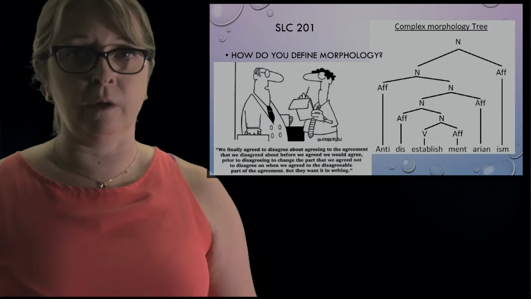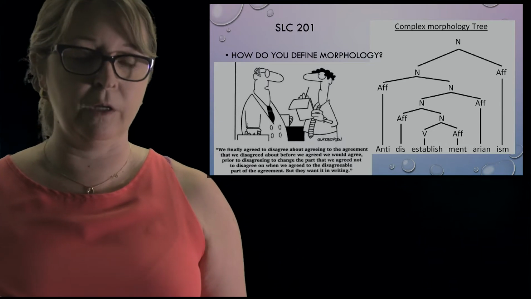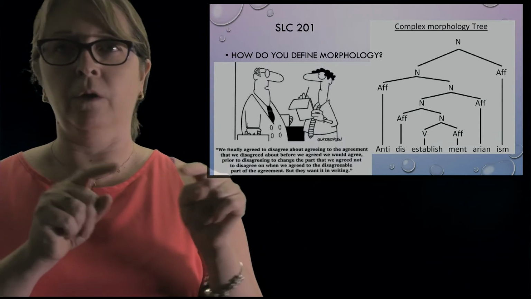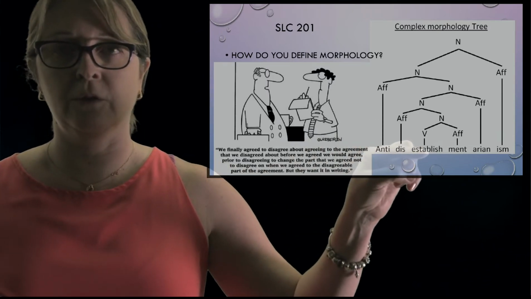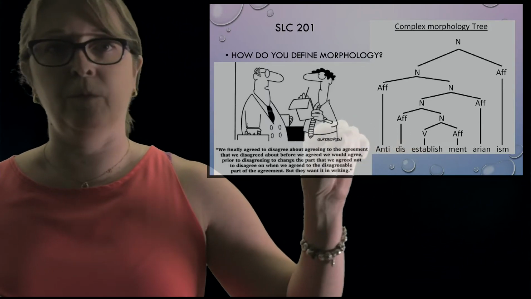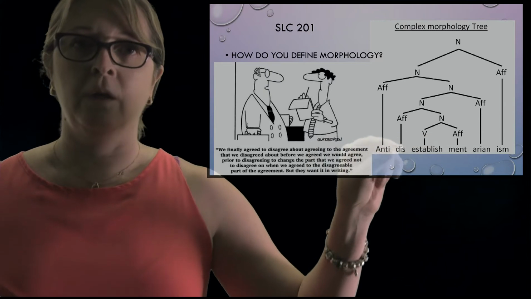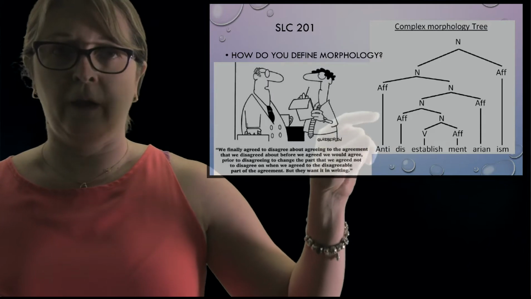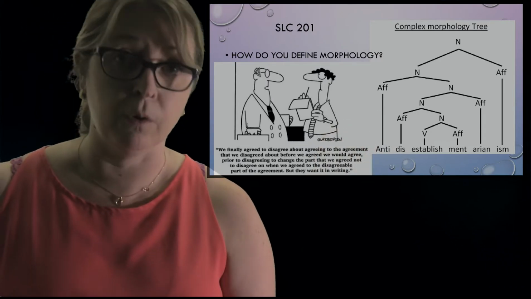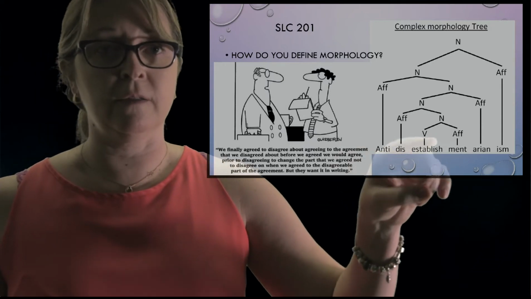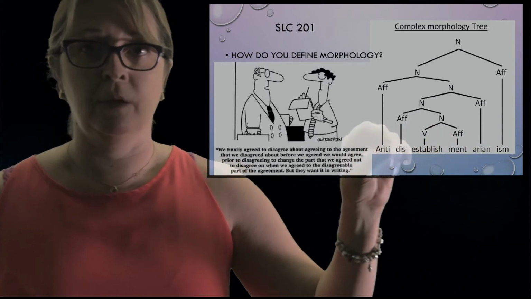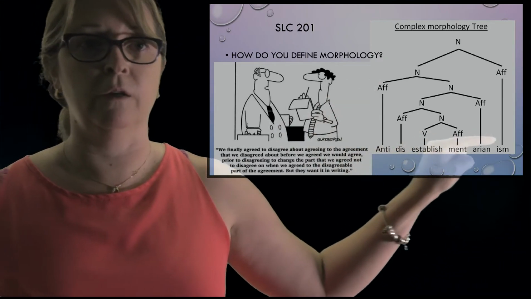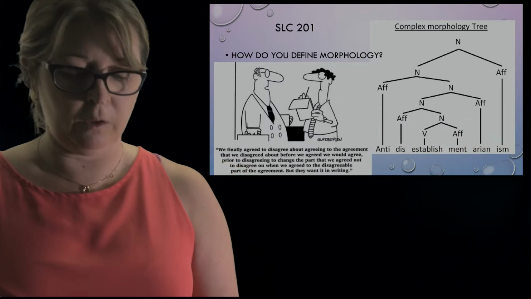Some people have a really hard time with morphology, so if you think about starting out with the root, the main part of the word, which here would be establish, and then branch out from there. You can go left, you can go right, and you're adding different affixes to it, right? Different morphemes. So anti-disestablishmentarianism has how many morphemes? 1, 2, 3, 4, 5, 6. That's a lot. Very long word.